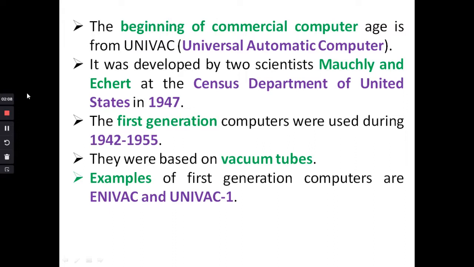These machines were called universal automatic computers. They were invented for the United States department to make the census calculation. The first generation of computers was used from 1942 to 1955. They used vacuum tubes. What is a vacuum tube? It works by using zeros and ones, to represent whether a signal is present or not. Using these vacuum tubes, the ENIAC and UNIVAC computers were designed.